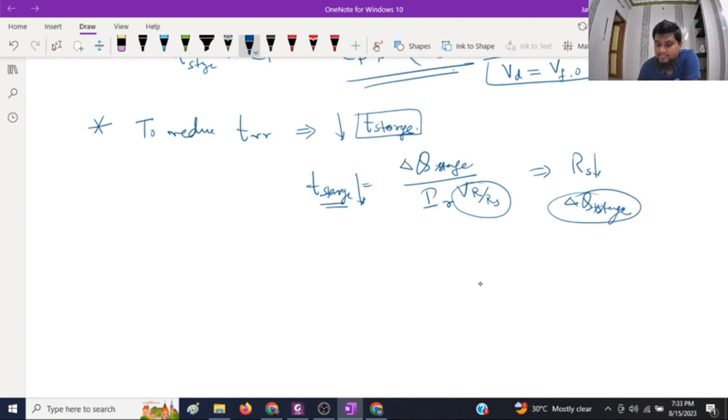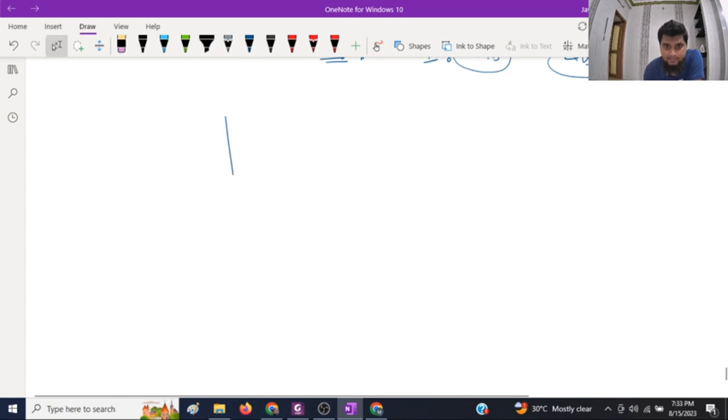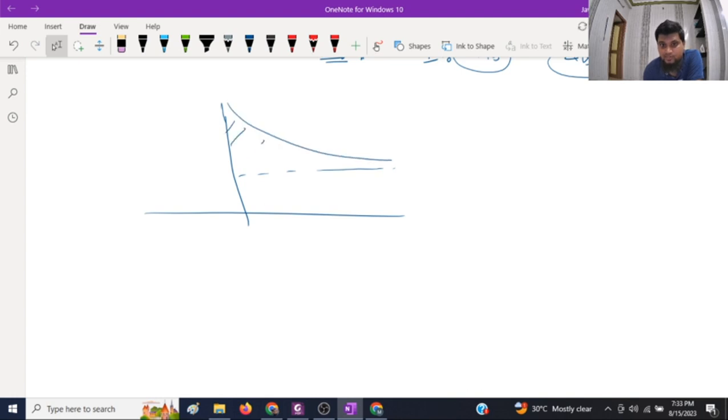The storage charge can be reduced by two methods. If you see the whole story, the storage charge was this area, where this point was Pn0. Now this storage charge can be reduced if we reduce Pn naught. How to reduce Pn naught?